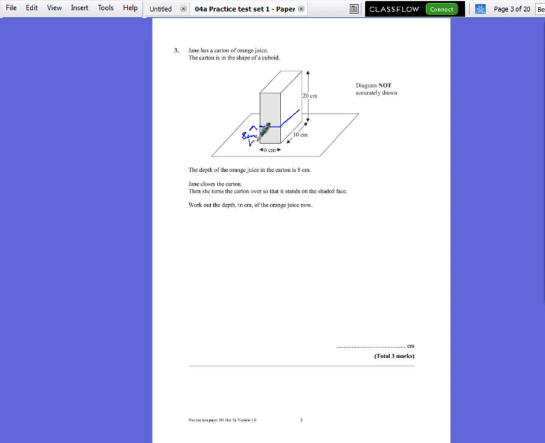Well, if it's closed, we're not going to spill any, so the volume will be the same. So work out the volume of what we've got at the minute. That will be 8 times 6 times 10 for the volume of that liquid, which is going to be 480 centimetres cubed. When I turn that carton on its side, the base will now be 6 by 20.